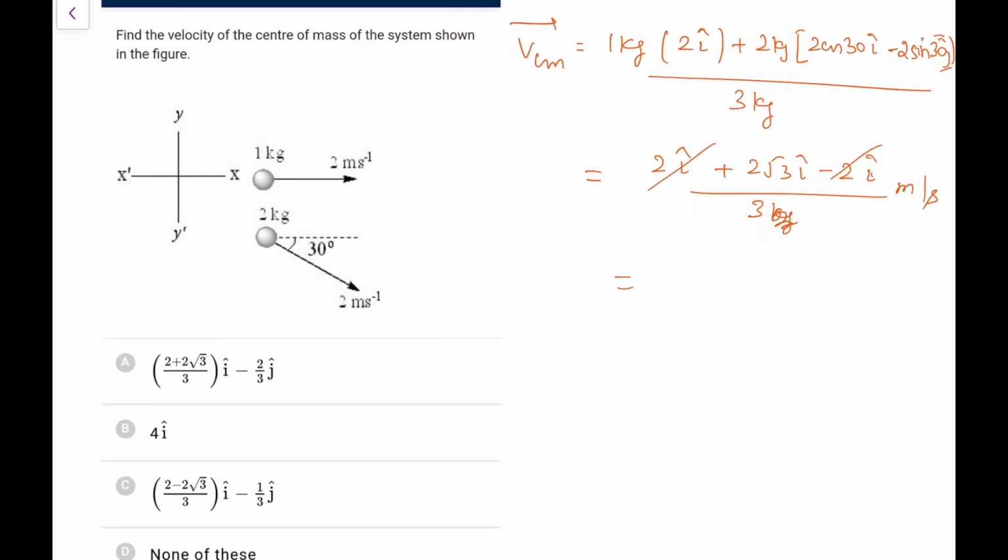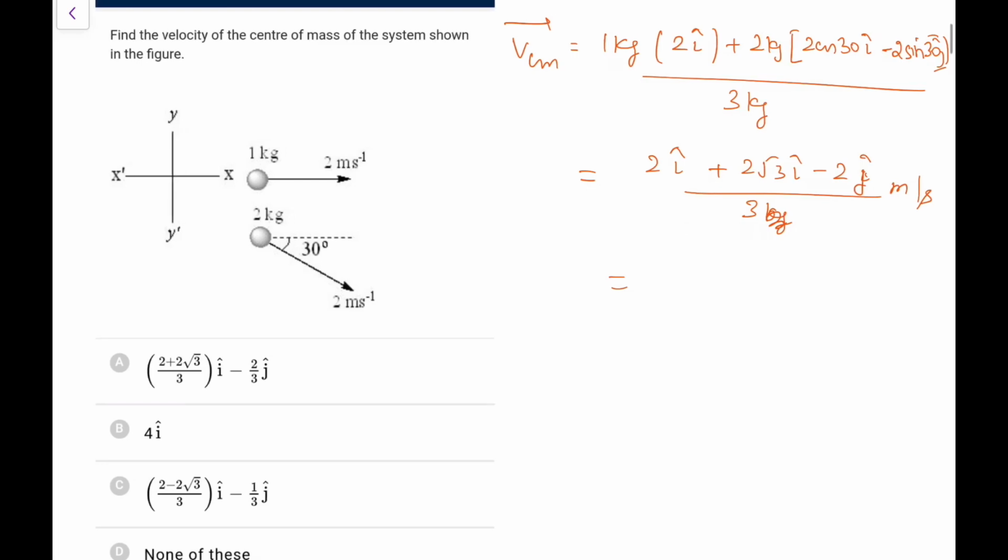Oh, this is the grave mistake I did. It is j cap, so it cannot be cancelled. It was good there was no option like that. So what we have now is 2 plus 2 root 3 by 3 i cap minus 2 by 3 j cap. So going by the options, I'll go for A. So be careful, don't make such mistakes.